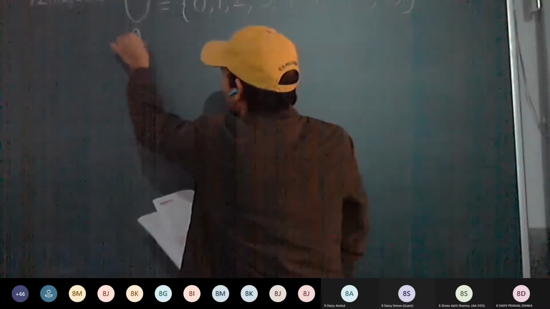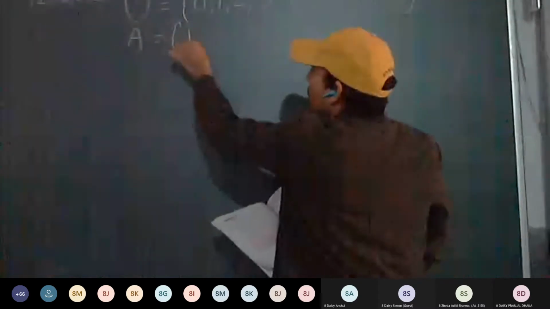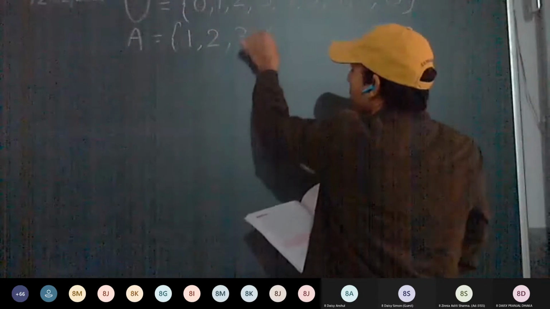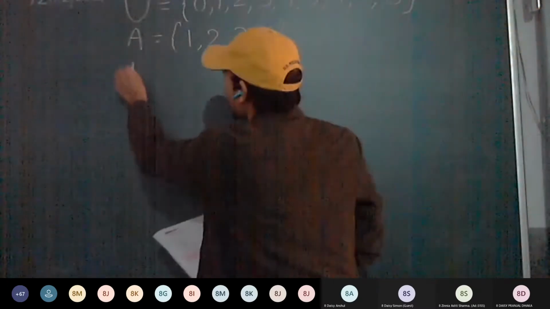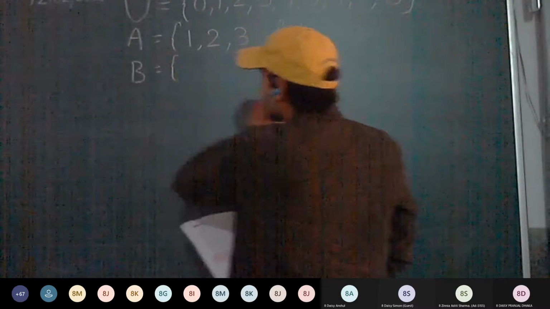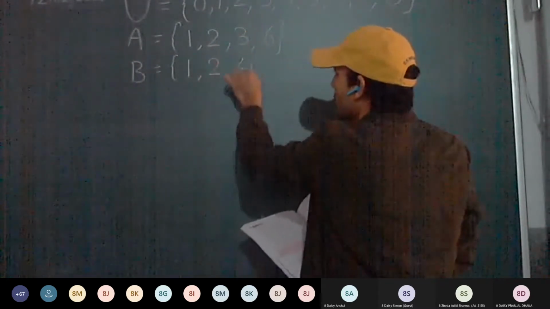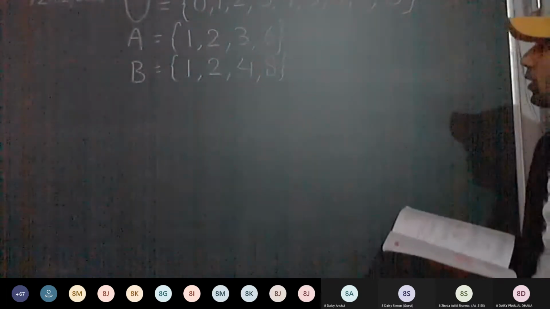Now also A equal to factors of 6. So A set will be factors of 6. Which are the factors of 6? We'll start from 1, 2, 3, 6. These are the factors of 6. Now B is equal to factors of 8. Which are the factors of 8? 1, 2, 4, 8. We got all the three sets in roster form.